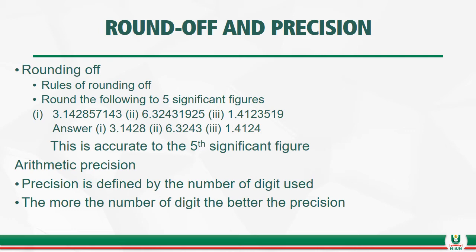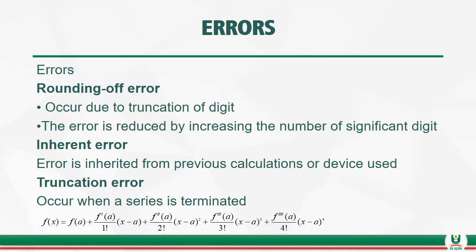Then that takes us to arithmetic precision. Of course, precision is defined by the number of digits we have. When we have an exact number, of course we have a precise number. But when we begin to round an exact number so that we have a number that is storable, then the precision is reduced. Therefore, the more numbers we have, the better the precision.